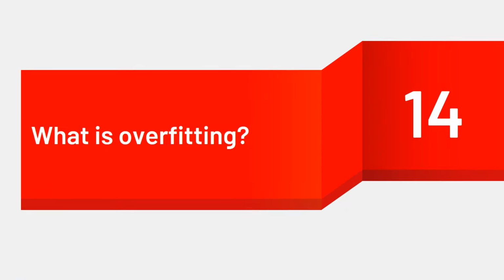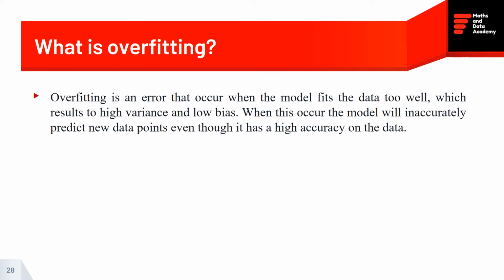What is overfitting? Overfitting is an error that occurs when the model fits the data too well, which results in high variance and low bias. When this occurs, the model will inaccurately predict new data points even though it has high accuracy on the training data.